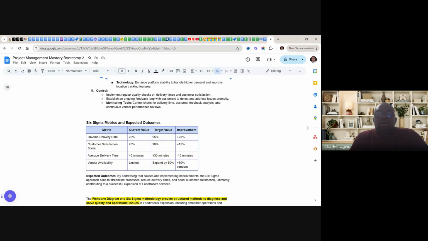And what we want is equal to or less than. It cannot be above 30 minutes, but at the moment it is above 30 minutes, which is 45 minutes. So we need to reduce, that is the improvement time we need here, minus 15 minutes to make it 30 minutes. And vendor availability, we have limited vendors, that is the value. And the target is to expand by 50%. So we need 50% vendor expansion.